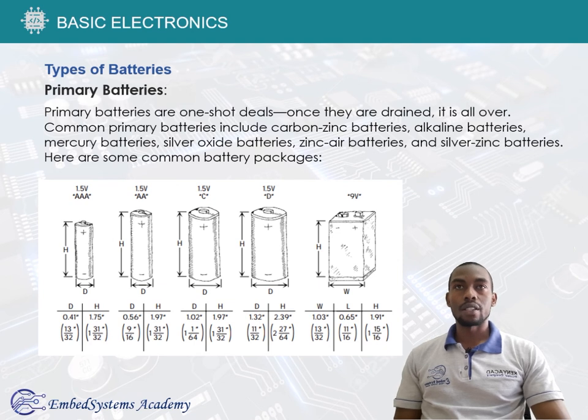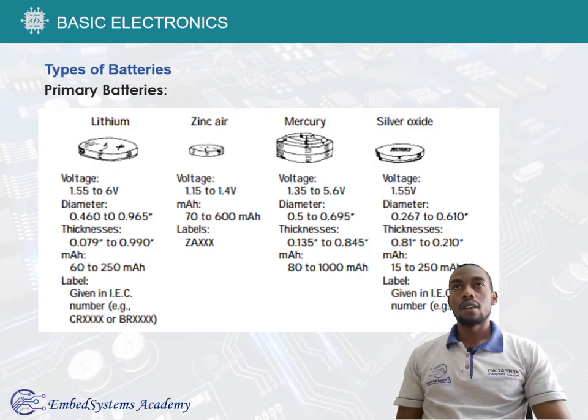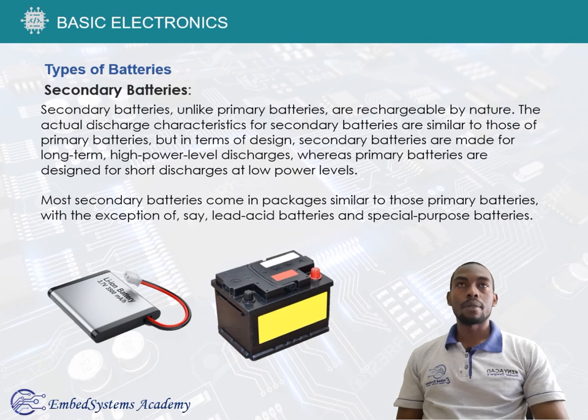Also, we have secondary batteries. Unlike primary batteries, these are rechargeable. Once they're drained, they are recharged, and they're able to be used again in a system or a device. For example, we have lithium-ion batteries, lead-acid batteries, and other special purpose batteries. For instance, the battery on your phone is rechargeable once it's drained. That kind of battery is called a secondary battery.